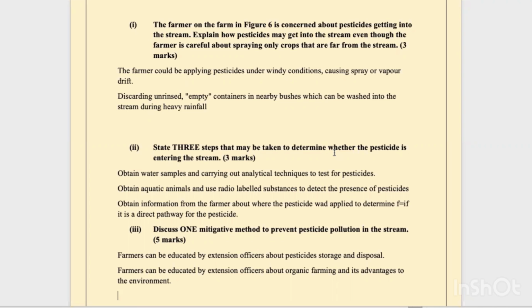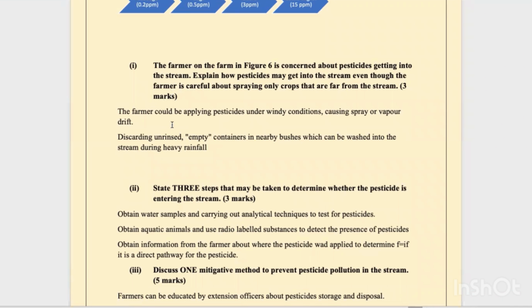What the farmer could also be doing wrong is that he could have been discarding unrinsed or what he considered empty containers into the nearby bushes, which, when you have an instance of heavy rainfall, those chemicals can be washed into the stream. Next, state 3 steps that may be taken to determine whether the pesticide is entering the stream.